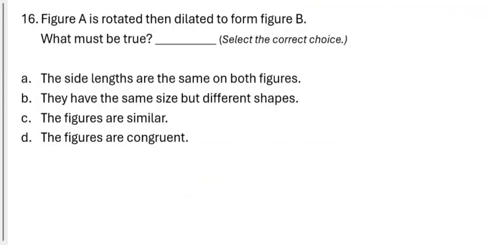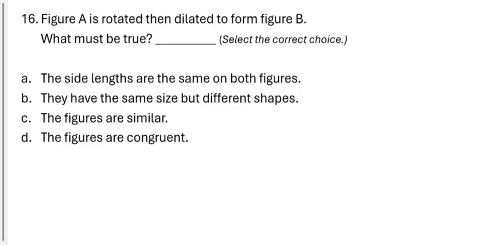Problem 16, figure A is rotated and then dilated to form figure B. What must be true? If we're dilating the shape and rotating the shape, that's a sequence of transformations. We're saying the two shapes are similar to each other because one's a dilation of the other, which means the corresponding sides will match up and have a shared scale factor, and the corresponding angles will be the same numbers.